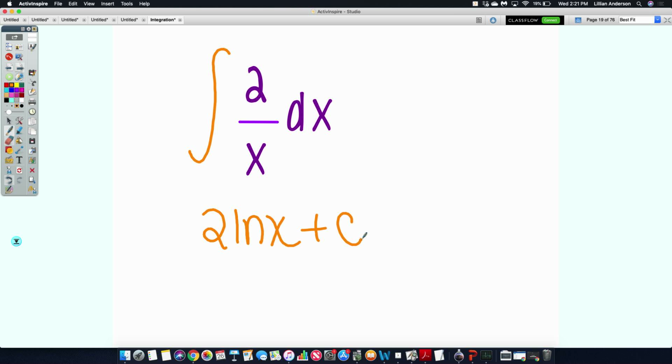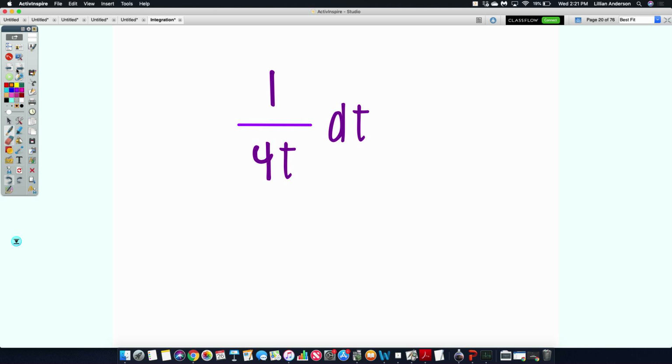Okay? This can be written as 2 times the antiderivative of 1 over x dx. That's why it's 2 ln of x plus c. Don't forget your plus c.